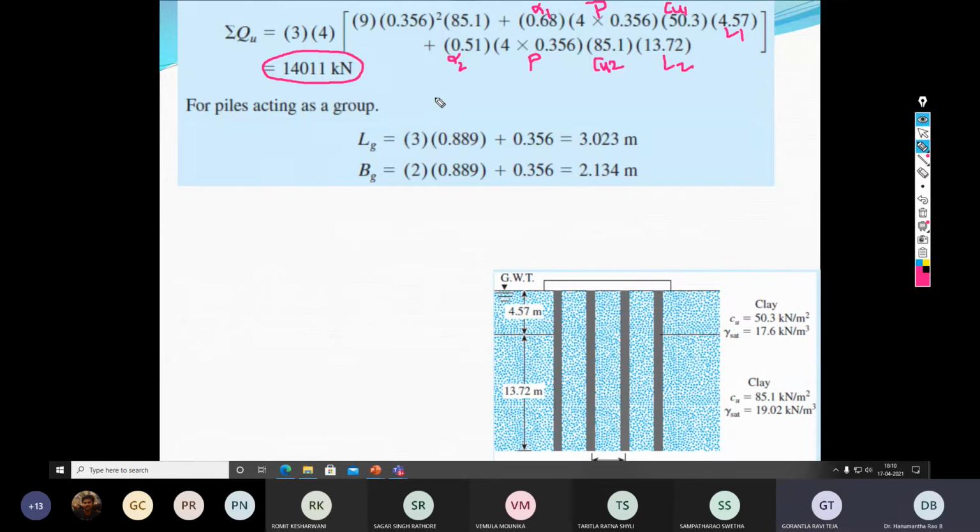That perimeter, 4 into 0.356. This is perimeter. It is a square pile, no? 0.356 is for each pile. We need to write the block. Okay. Yeah, no, this is individual pile we are considering. Block has not come yet. It is individual pile, because we have multiplied 3 by 4.